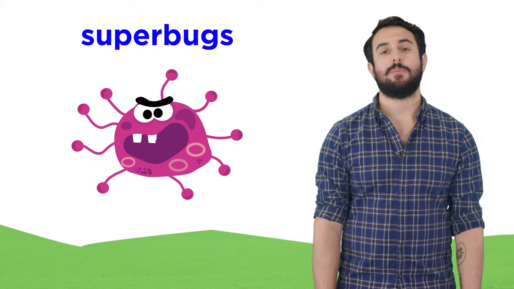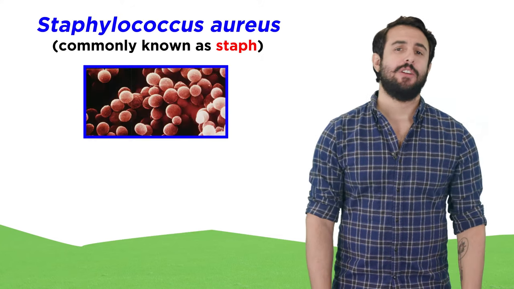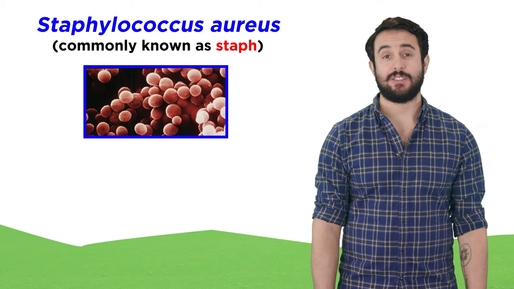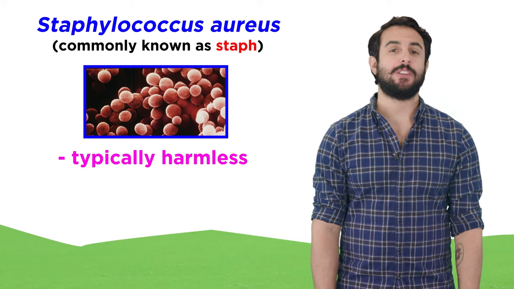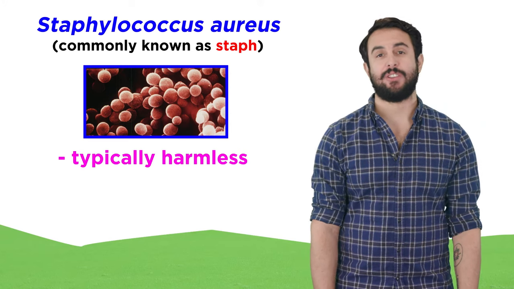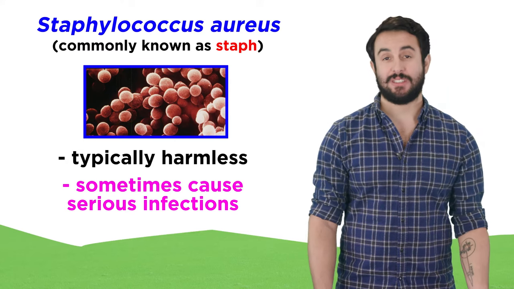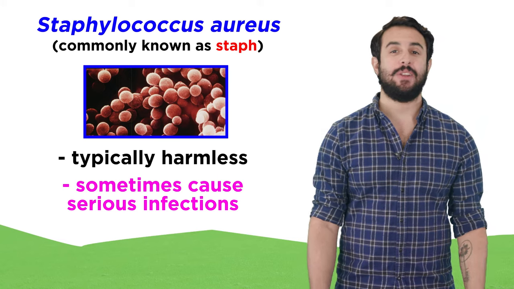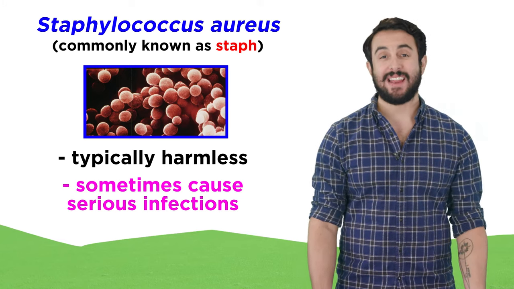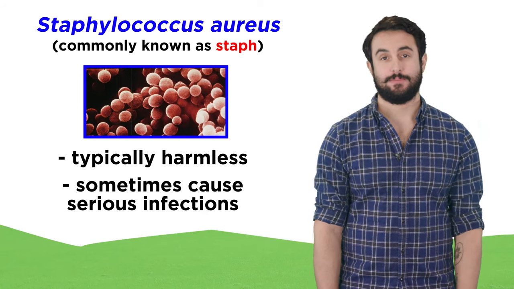You've probably heard some talk about superbugs in the media, but what's really going on? First, let's talk about Staphylococcus aureus, which is commonly known as staph. These bacteria are typically harmless and commonly found on the skin of many healthy people. However, in certain cases, as we discussed earlier when we talked about opportunistic pathogens, these bacteria can cause serious or even deadly infections. Let's get some more information on these little critters.